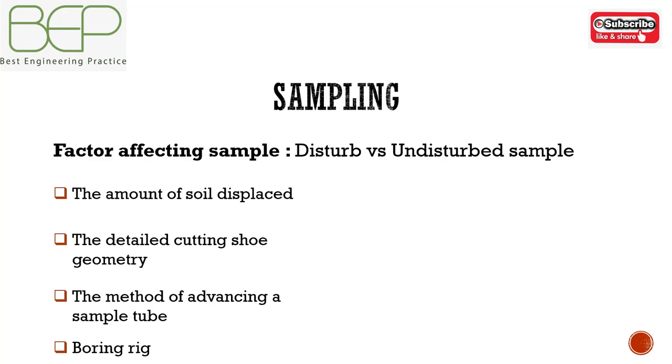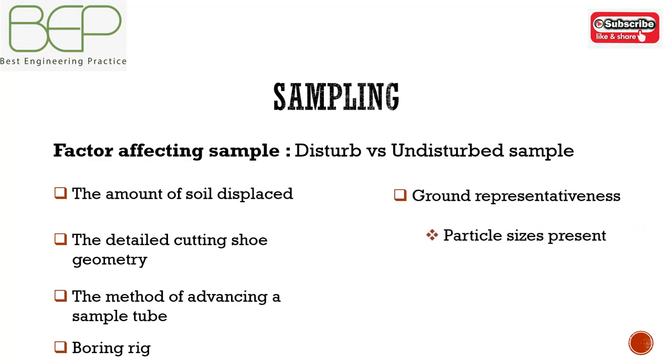Samples and tests also need to be representative of the ground from which they are taken. This means that they must be large enough to contain all particle sizes present in the ground, planes of weakness such as fissures, and drainage features such as sealed or covered fissures, laminations or lenses of sand.